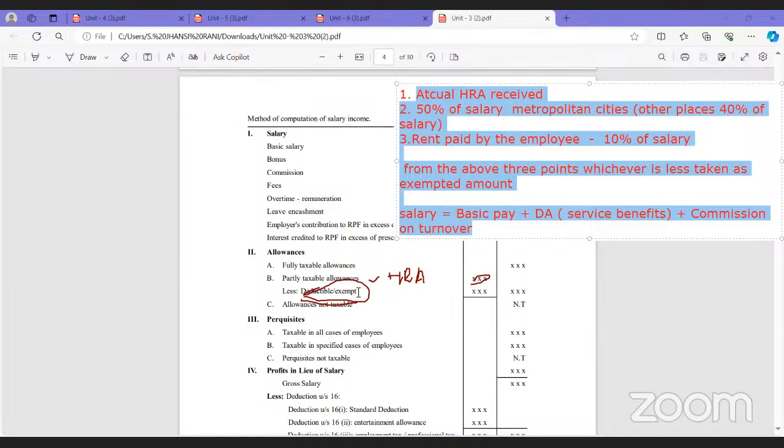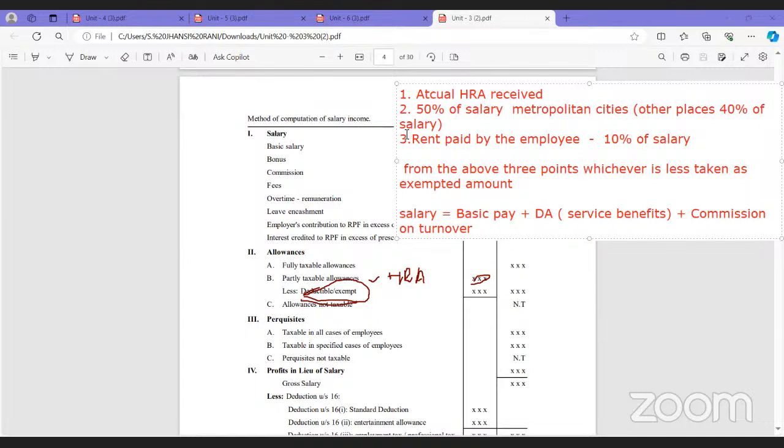Now there is another rule. The rent paid by the employee should be more than 10% of salary. For example, rent paid by the employee is 80,000, but 10% of salary is 1 lakh. Then 80,000 minus 1 lakh gives minus 20,000, which we cannot give as exemption. So remember that rent paid by the employee should in no case be less than 10% of salary. If it is less, there is no exemption.